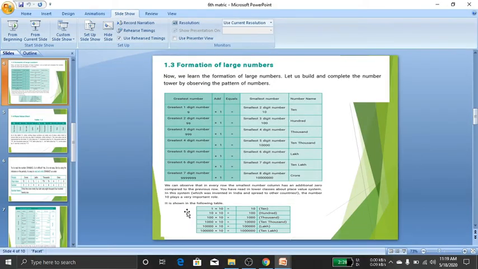Like that, the greatest 7-digit number is 99 lakh 99,999. If we add 1 to this number, you will get 1 crore. Next, it is shown in the following table, 1 into 10 is equal to 10. Now we multiply this 10 with another 10, so we get 100. Again we multiply this 100 with another 10, so we get 1000. 1000 into 10, 10,000. 10,000 into 10, 1 lakh. 1 lakh into 10, 10 lakh.